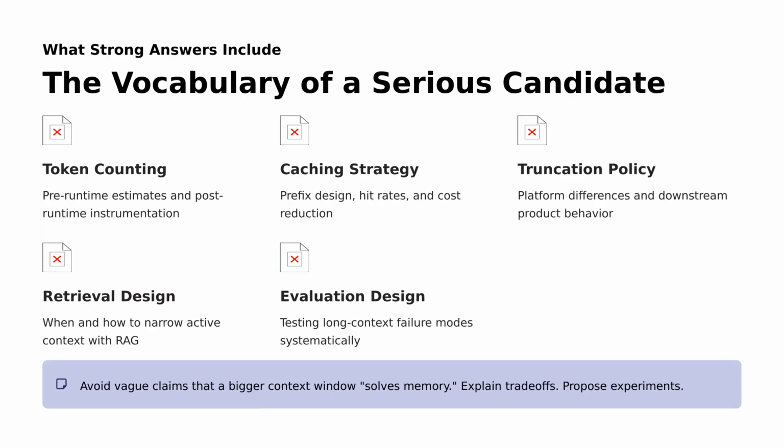Strong answers use the language of a serious candidate. They talk about token counting with both pre-request estimates and post-request instrumentation, caching strategy through prefix design, hit rates, and cost reduction, and truncation policy across platforms and downstream behavior. They also cover retrieval design, when RAG should narrow active context, and evaluation design, including systematic tests for long context failures. Don't just say a bigger window solves memory. Explain the trade-offs and propose experiments.